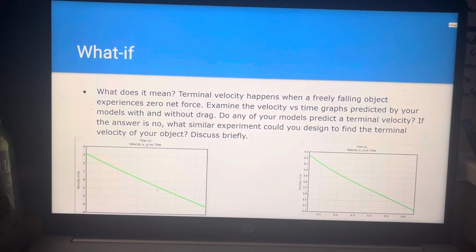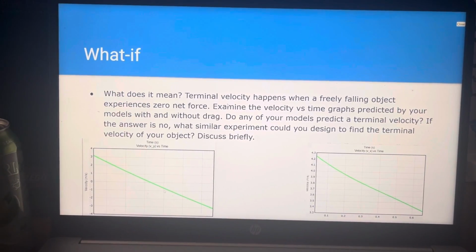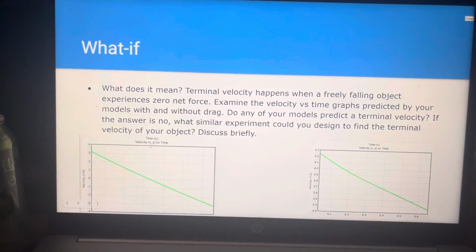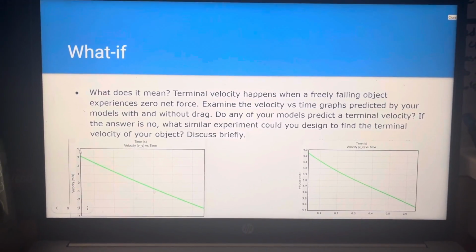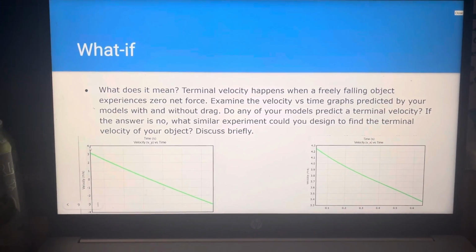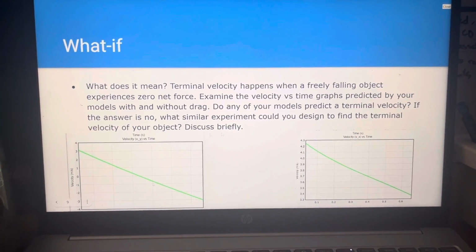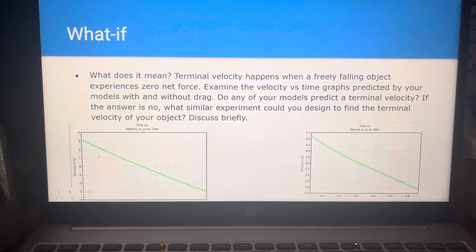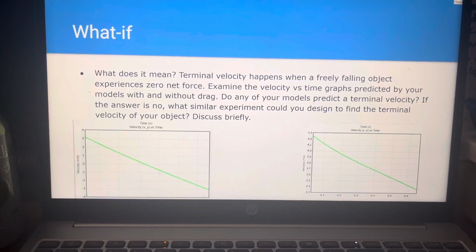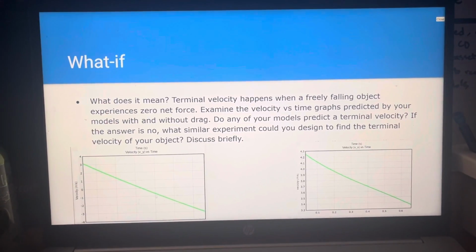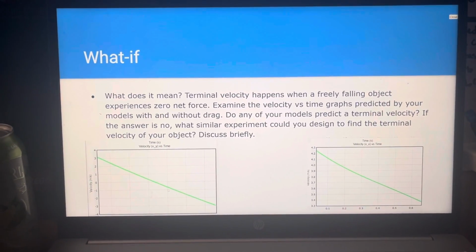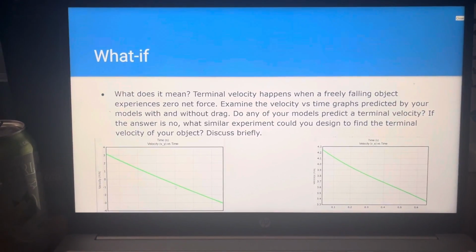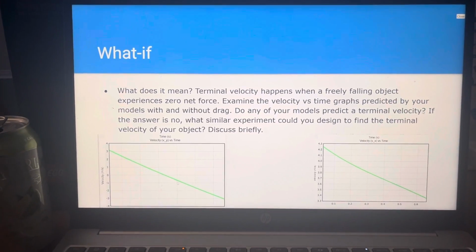So now we're going to get into our what ifs. Do any of the graphs hit terminal velocity? My answer is no, because to reach terminal velocity, you have to have an asymptote in your velocity, and as you can tell, there are no asymptotes in either of these graphs. They're both pretty straightforward and down. If I wanted to find terminal velocity, I would drop a ball into free fall and let it fall for quite a while in order to get it to maximum velocity.